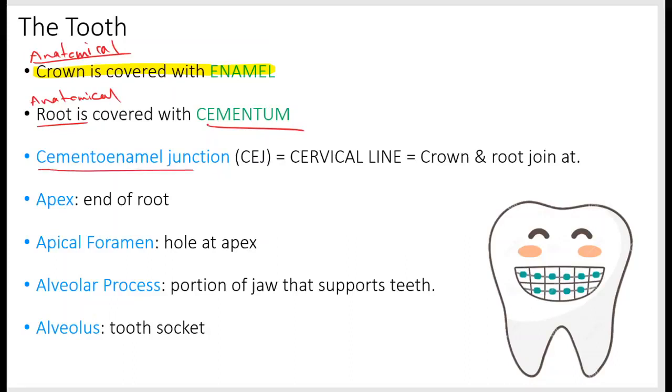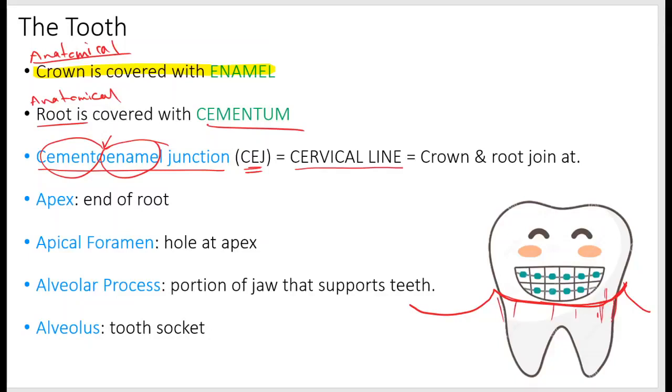The cemento-enamel junction, which we talked about, that's where the enamel and the cementum meet. That is also called the cervical line. And technically the cervical line is around the gum, if the gum is healthy, where the enamel ends and the cementum starts around the tooth. That's all the cervical line. So crown and root join at the cervical line, same thing.